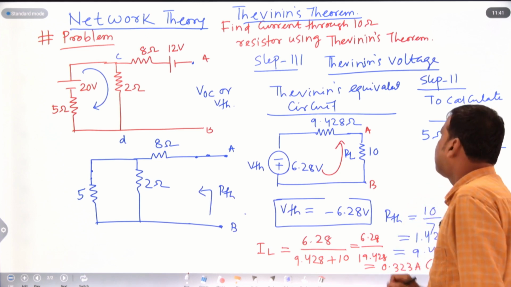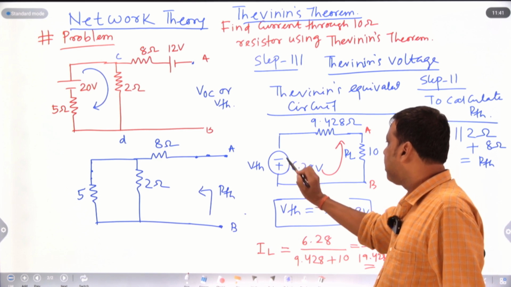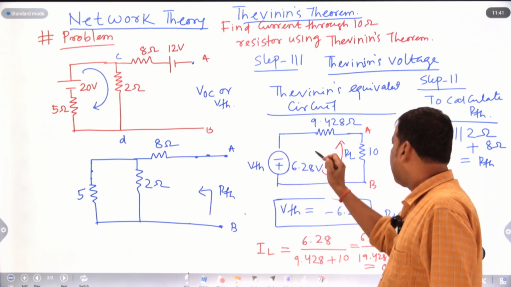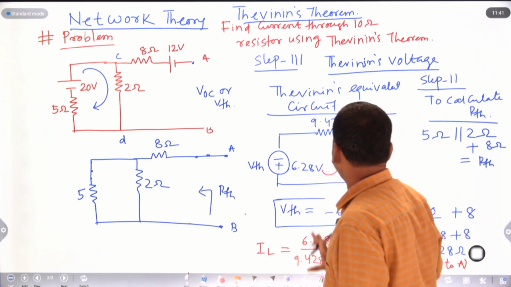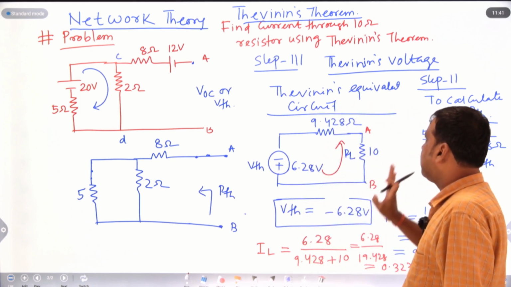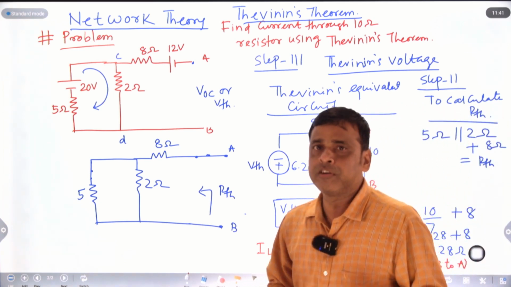The current flow through the 10 ohm resistor, the direction is what? B to A, because this is the minus terminal and this is the plus terminal, and current flows from B to A. Okay, here Thevenin's voltage is 6.28 volt. In step 1, we have calculated the Thevenin's voltage.